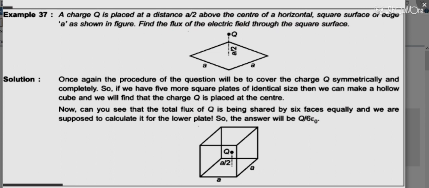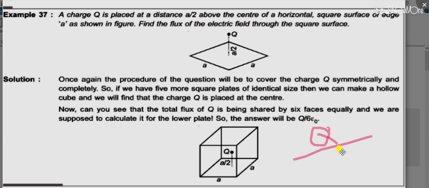So students, this is another question, also of a similar type. To make the symmetry, I will draw this line, this face, and this face. That means we have to make a cube like this one, so that the charge gets enclosed. Now this side is a by 2, but the side does not matter if the surface is enclosed. Then, as we know, the flux linked with the surface will be q by epsilon naught.